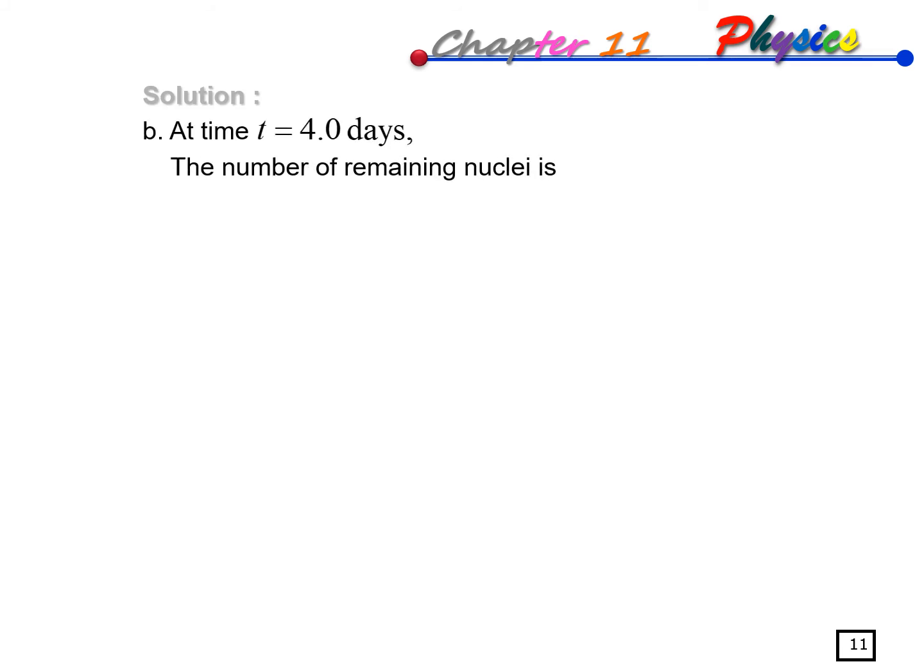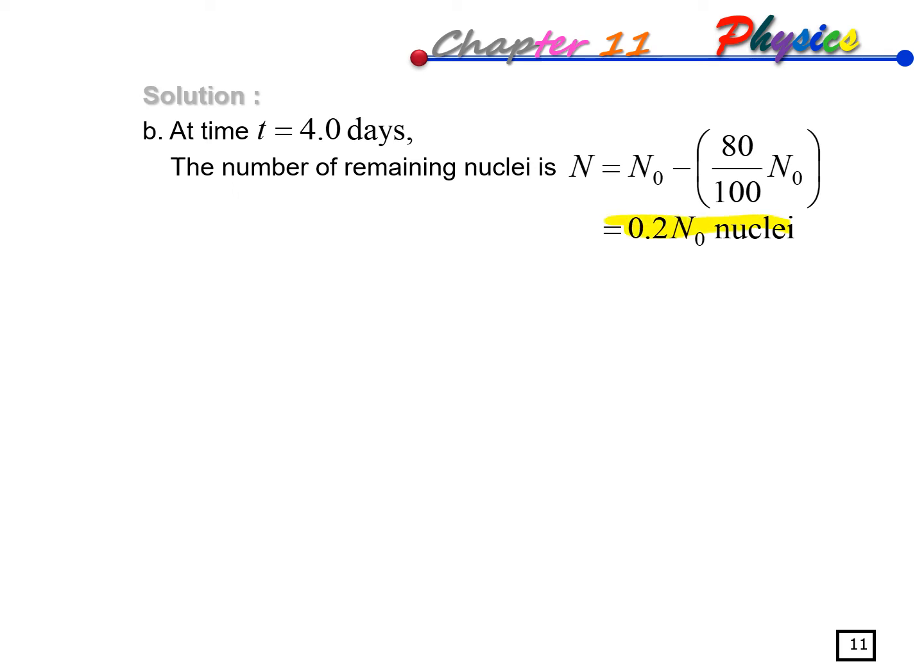Now we look into the calculation part. Time is 4 days, and 80% decayed, so the remaining is 100 minus 80, which leaves a balance of 20%. Converting 20% into a value gives 0.2, that is 20 over 100 of the initial. So this is the remaining.